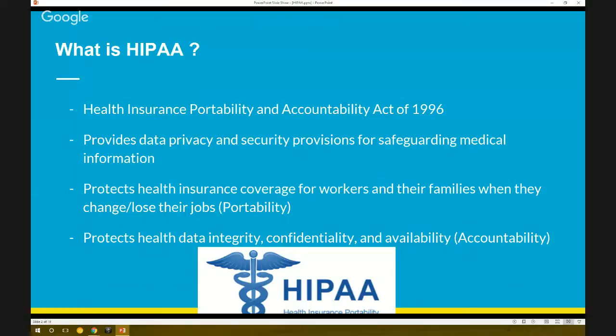HIPAA was enacted in Congress and signed by President Bill Clinton in 1996. Next slide, please.